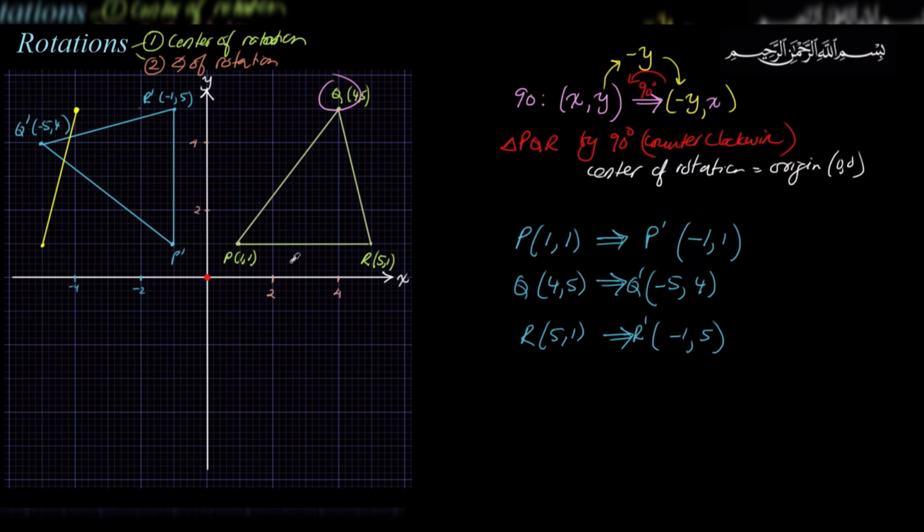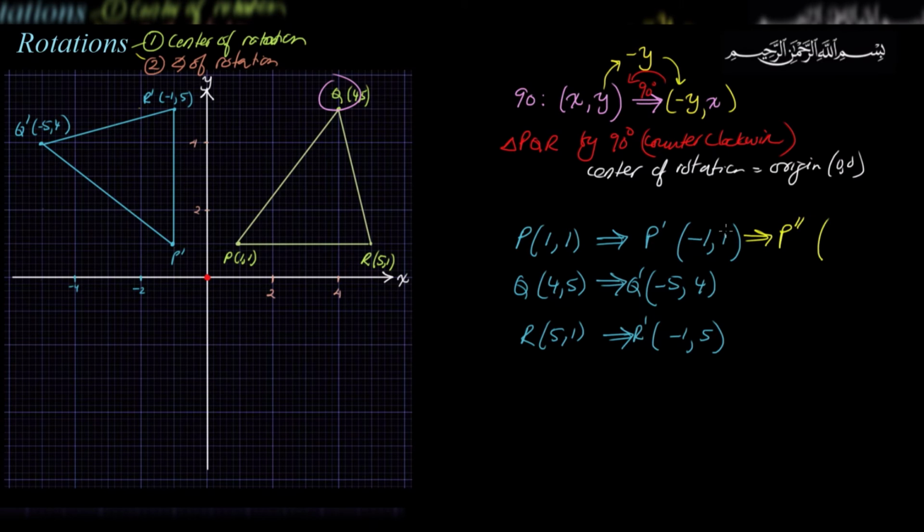The other thing I wanted to bring to your attention is that we can again rotate this over here by another 90 degrees by following the same formula. So if you wanted to do this again, we could rotate this again by 90 degrees. So this would be P double prime. So let's do that. Let's rotate it again by 90 degrees.